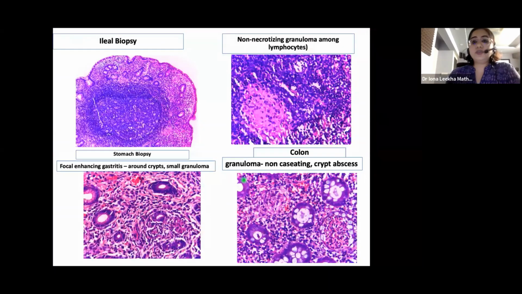So this is just to show you all the pictures together. This is the ileal biopsy where you are seeing a granuloma within the lymphoid follicle. This is the colon where you are seeing a non-caseating, intercryptal granuloma. And this is the stomach biopsy where you are seeing a focally enhanced inflammatory lesion where there is neutrophilic infiltration of the glandular epithelium surrounded by inflammatory cells, lymphocytes and plasma cells. And again, you can see a small granuloma here.